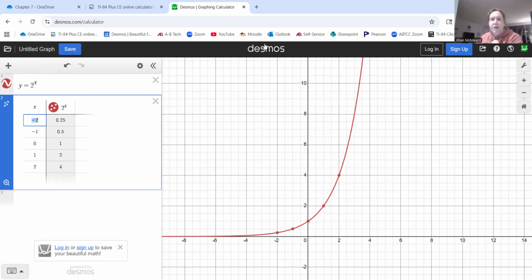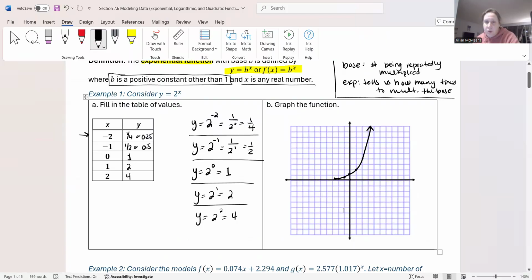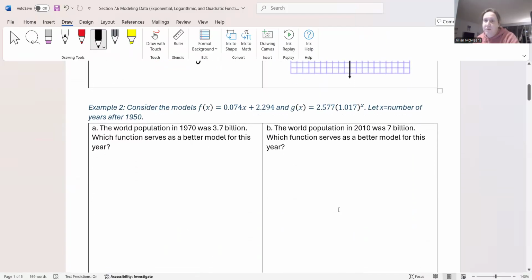Okay? Now let's go back to the worksheet. We have two application problems, so just word problems. The first one, I don't think I worded it very well. I was trying to condense it into a certain space, and I think it got a little wacky. But here it says, consider the models f of x equals 0.074x plus 2.294. That is a linear model. Remember, we can replace f of x with y, so this is really just y equals 0.074x plus 2.294.